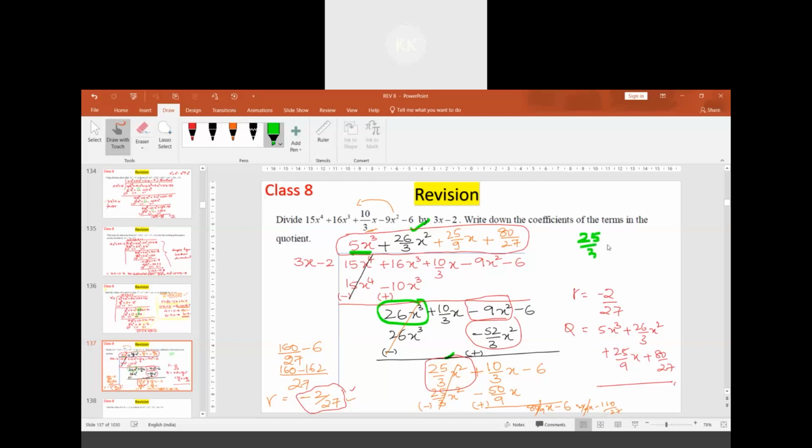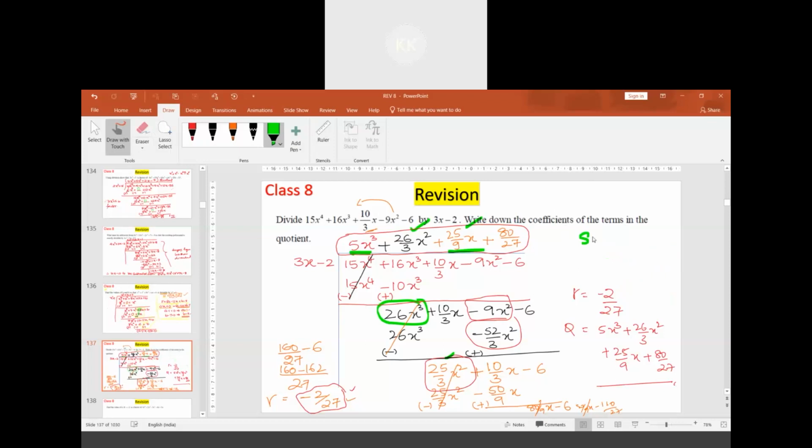25 by 3 x square is the term, and I will divide by 3x. So one of the x gets cancelled. Here it is 25 by 3 into 1 by 3, which is 25 by 9. Here one of the x is remaining, 25 by 9x. This is how I got 25 by 9x. Understood? Yes, sir.